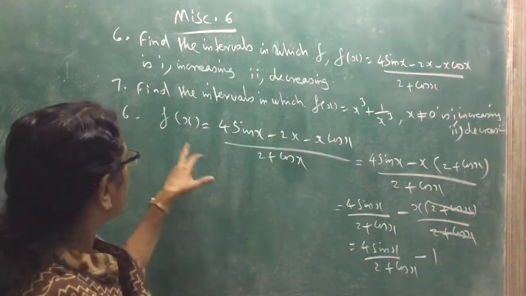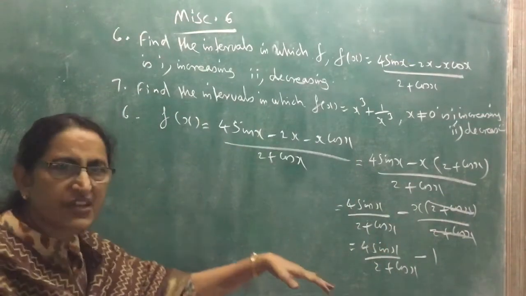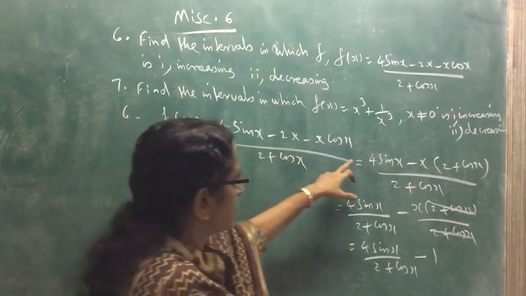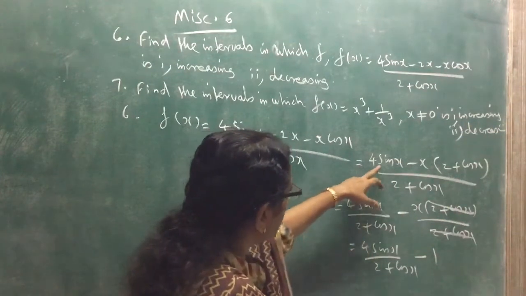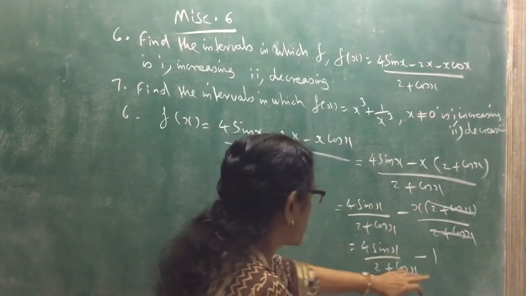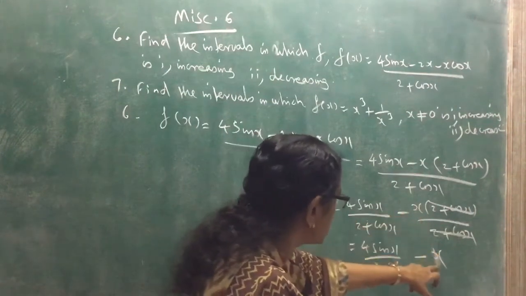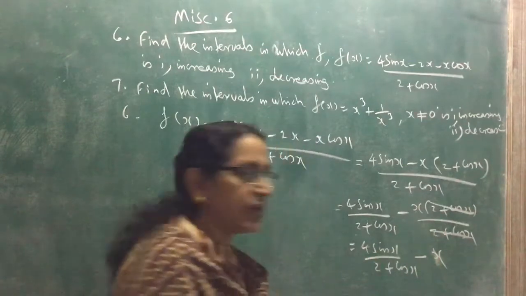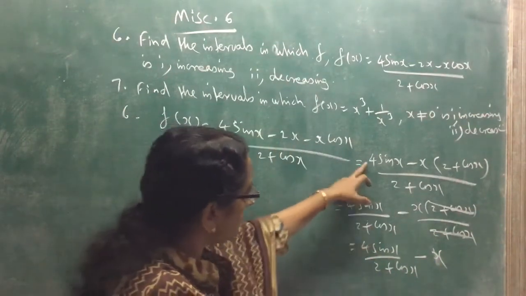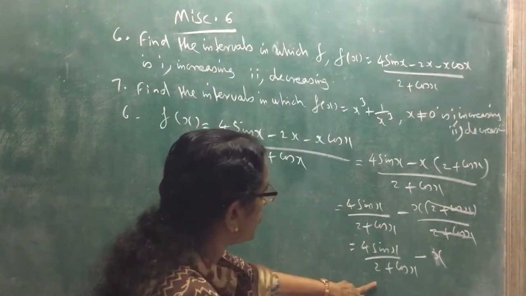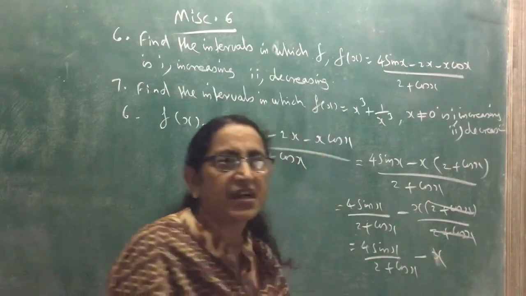So we simplify the function like this: take x common, then split into two terms. The given function f of x is simplified to 4 sin x by 2 plus cos x minus x, where the 2 plus cos x cancelled. So that is f of x.